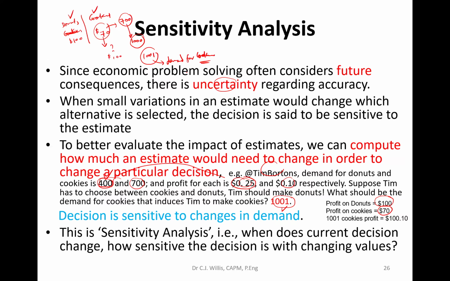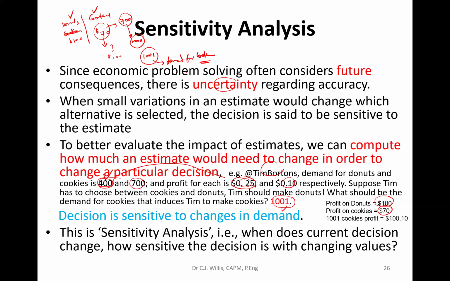Do you understand me? Yes, because we're going to pass 100 then. Yeah, exactly. Excellent. Thank you. Because right now the demand for the cookies is not enough to decide to make the cookies, because you are not making $100. The donuts is making $100 for the same resources, whereas the cookies only get you $70 for the same resources.